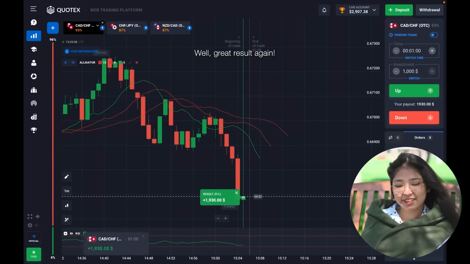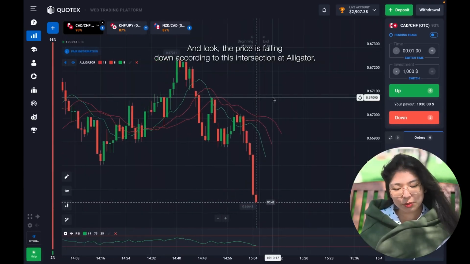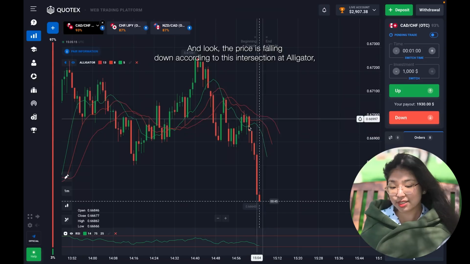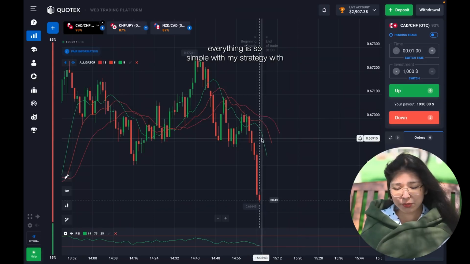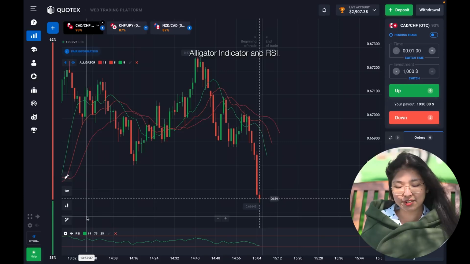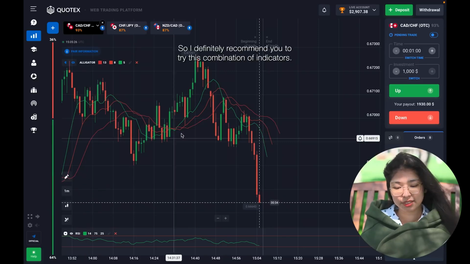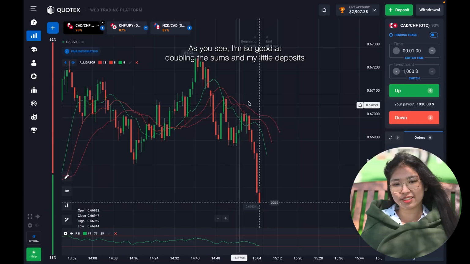So guys, great result again. My account is growing and becoming bigger and bigger. And look, the price is falling down according to this intersection at the alligator. Everything is so simple with my strategy with the alligator indicator and RSI. So I definitely recommend trying this combination of indicators. You see, I'm so good at doubling sums.